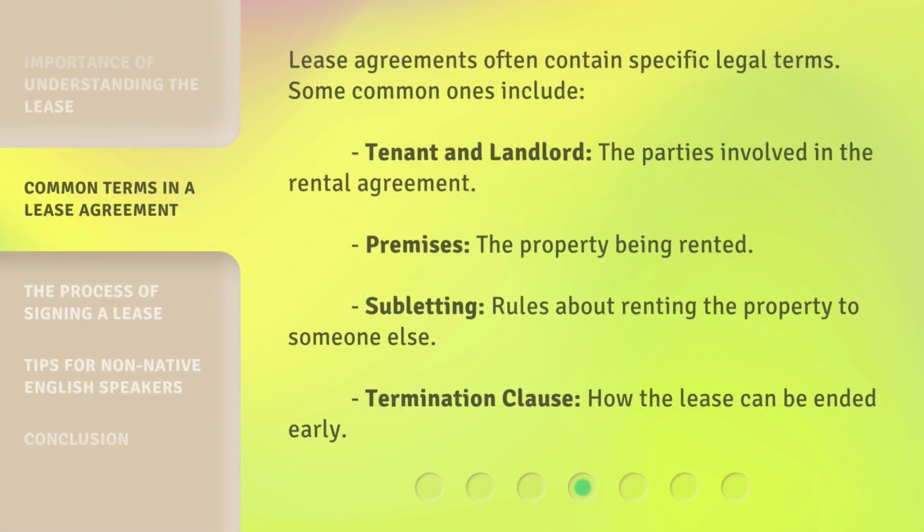Lease agreements often contain specific legal terms. Some common ones include tenant and landlord, the parties involved in the rental agreement, premises, the property being rented, subletting, rules about renting the property to someone else, termination clause, how the lease can be ended early.